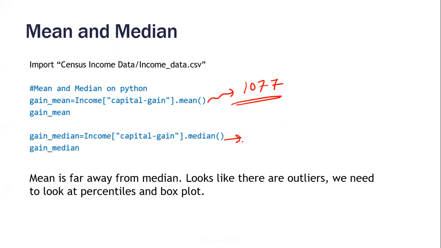Can you quickly calculate the median and tell me for capital gain, for the same variable? Let's wait for everyone to complete this. By any chance, if somebody is lagging behind because the code is not working or the system is not opening, quickly stop me and send me a message. I'll make sure I bring you up to the pace with everyone else.